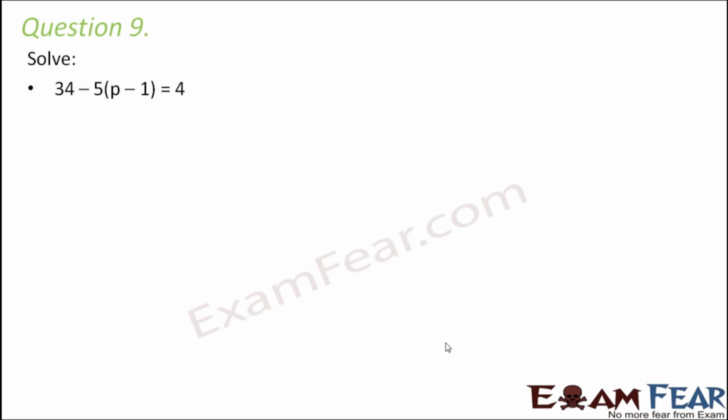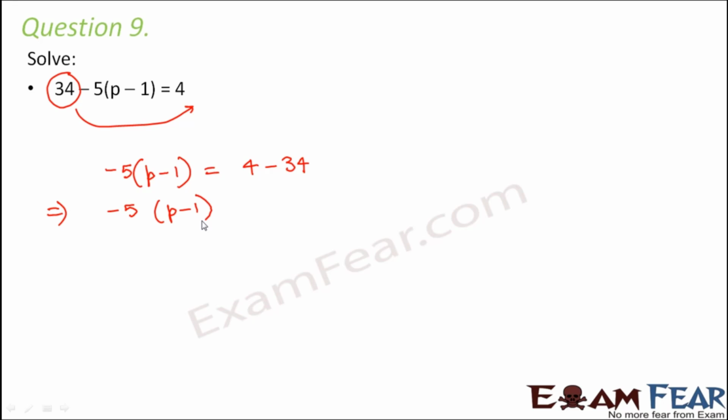Question number 9. 34 minus 5 into p minus 1 is equal to 4. So in this case also, first of all, we will shift this constant term. So it becomes minus 5 into p minus 1 is equal to 4 minus 34. So this can be written as minus 5 into p minus 1 is equal to minus 30. Now this in turn can be written as p minus 1 is equal to minus 30 divided by minus 5.